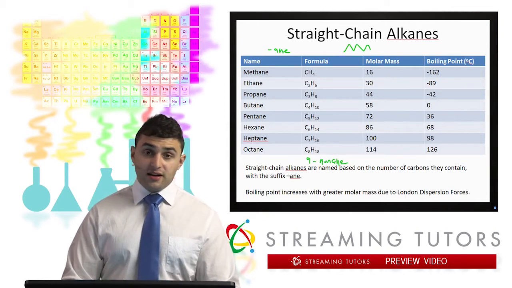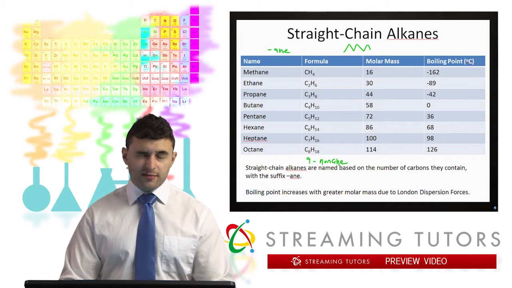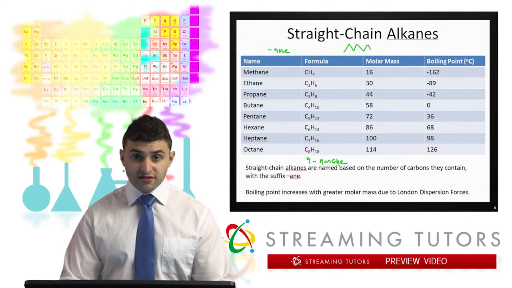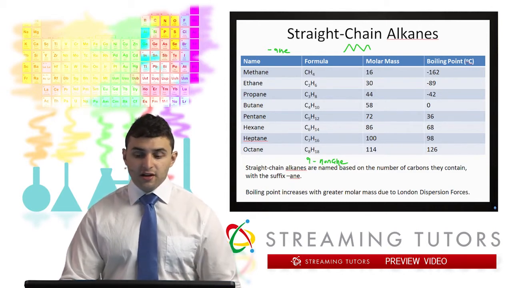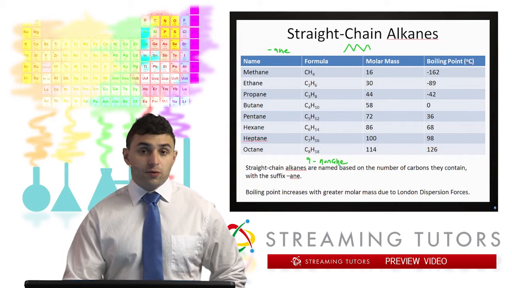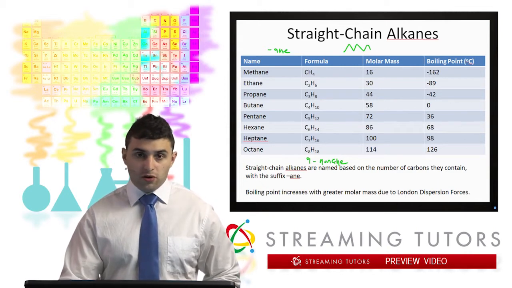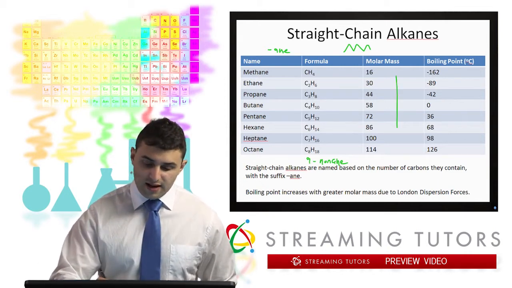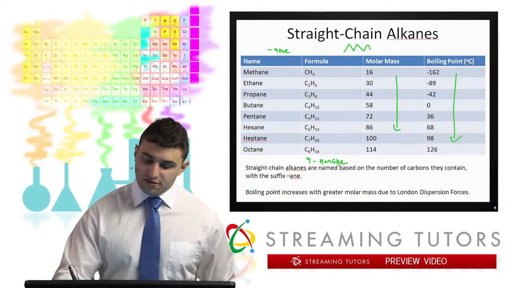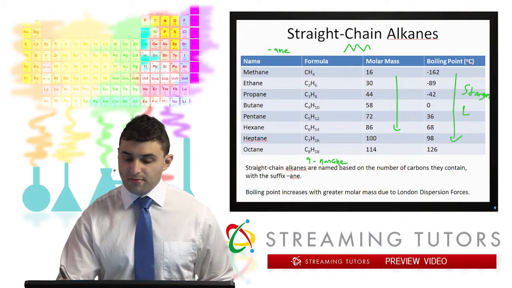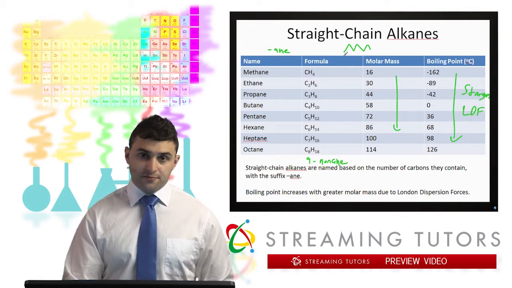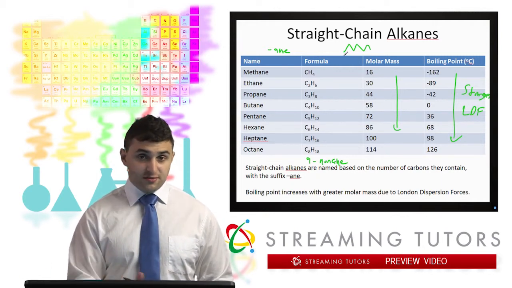We also see that, obviously, as we increase the number of carbons, we're increasing the molar mass as well. And since these are all nonpolar compounds, since they're just straight chain hydrocarbons, they also have increasing boiling points as we add more carbons. So we see that the molar mass is increasing, the boiling point's increasing. That's just due to stronger London dispersion forces, like we talked about in the previous video. Okay, so that's just an important little thing to note.